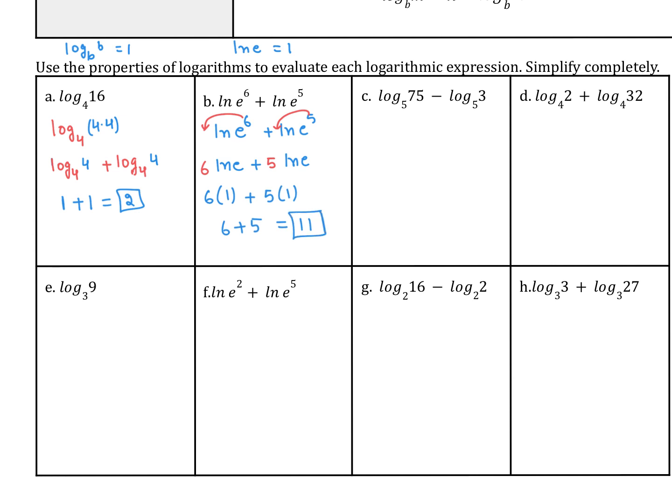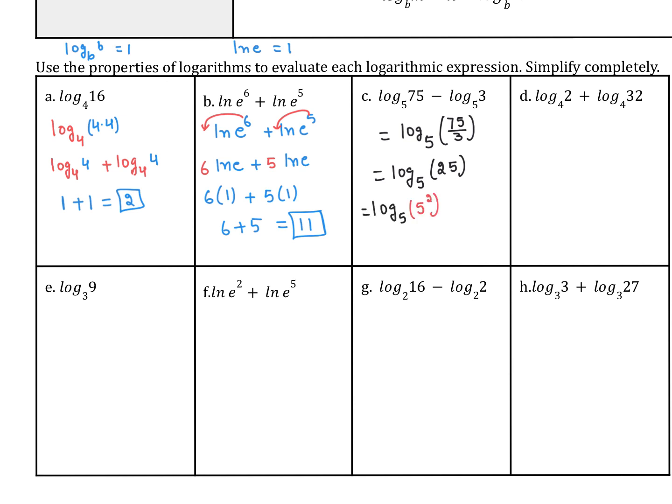For letter c, we are given log base 5 of 75 minus log base 5 of 3. This looks like log m minus log n, so it is the quotient property, where you write log base 5 of 75 divided by 3. Now we reduce that: 75 divided by 3 is 25. And now you can write the 25 as 5 to the power 2.